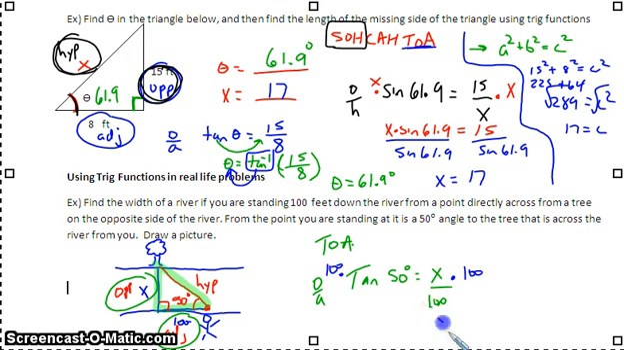So in my calculator, I'm going to type in 100 times the tangent of 50, making sure it's in degree mode, and I get it to be about 119.2 feet. So I think the confusing part about this example is making sure that you get your diagram drawn correctly.